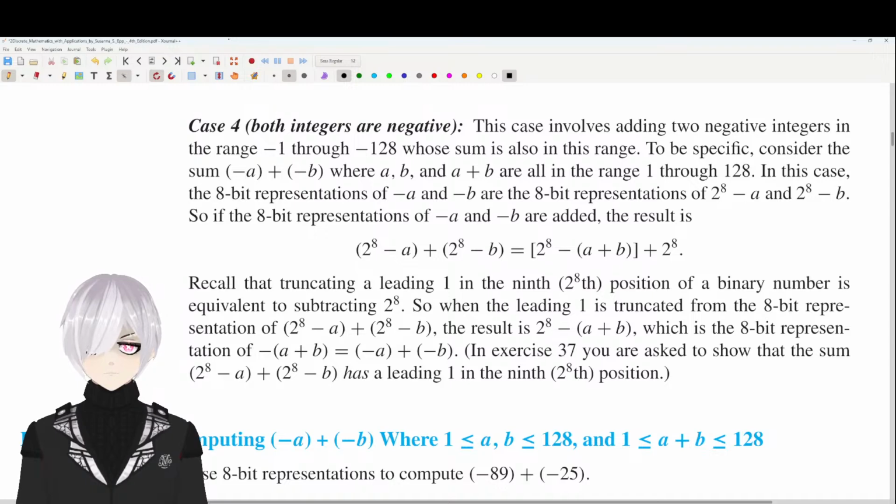Then we're adding 2 to the 8th to that. Well, that's not going to get us all the way to 2 to the ninth, because 2 to the 8th minus a plus b is less than 2 to the 8th. So 2 to the 8th plus 2 to the 8th would get us to 2 times 2 to the 8th, or 2 to the ninth. So we have 2 to the 8th and we're adding something less than 2 to the 8th. So it's going to be between 2 to the 8th and 2 to the ninth, but less than 2 to the ninth. So that means it's going to have a leading 1 in the 2 to the 8th position, because 2 to the 8th is going to be the biggest power of 2 that's less than or equal to it.